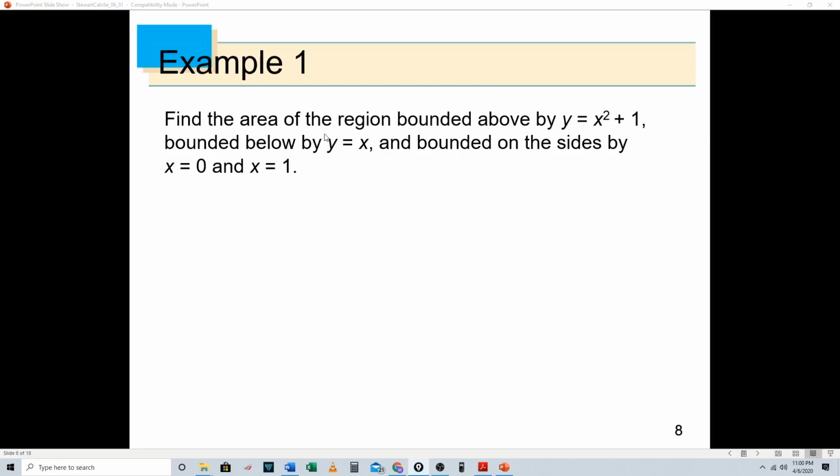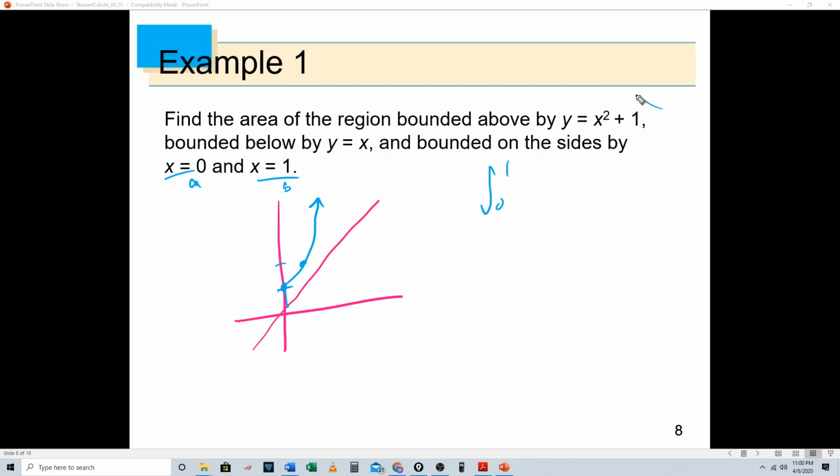So for example, find the area of the region bounded by y equals x squared plus 1 and y equals x. So we know the graph of these two functions. y equals x is pretty easy, just a line. But x squared plus 1 starts at 1, and if you plug in 1, you're going to get 2. So this is the area, and this says bounded from here to here. So this is your a, this is your b. So we're going to integrate from 0 to 1.